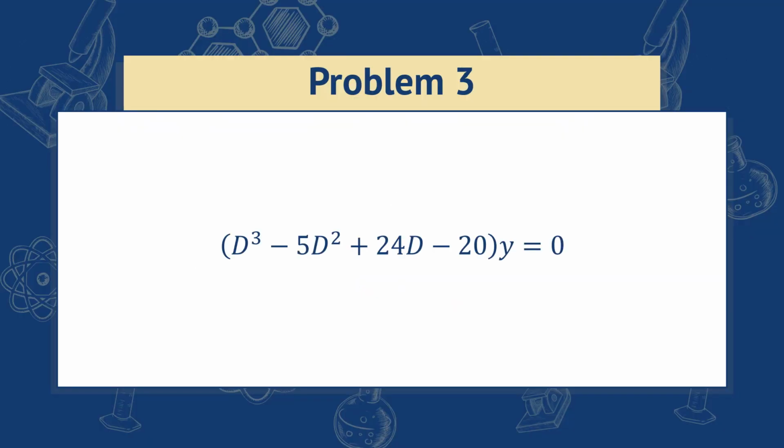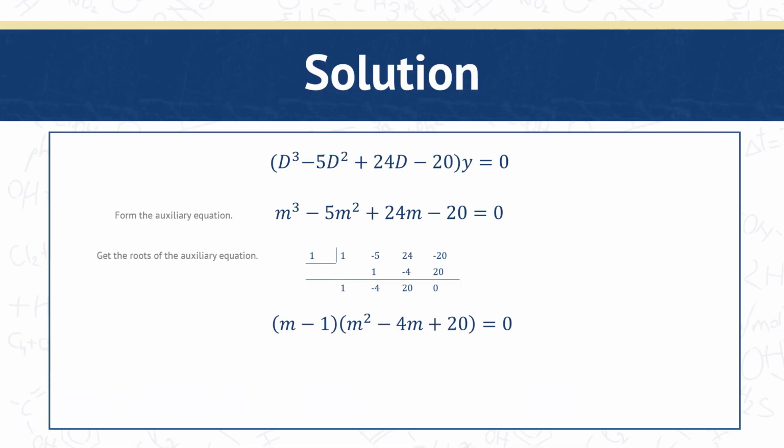Okay, so for problem 3, this is already written in terms of the differential operator. So we have the quantity D cubed minus 5D squared plus 24D minus 20 times y equals 0. Now we can go straight to forming the auxiliary equation. So we have m cubed minus 5m squared plus 24m minus 20 equals 0. Then we get the roots of this equation.